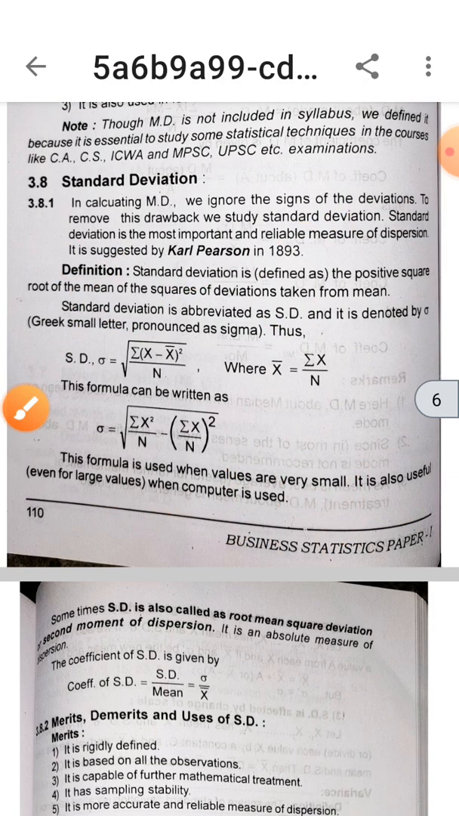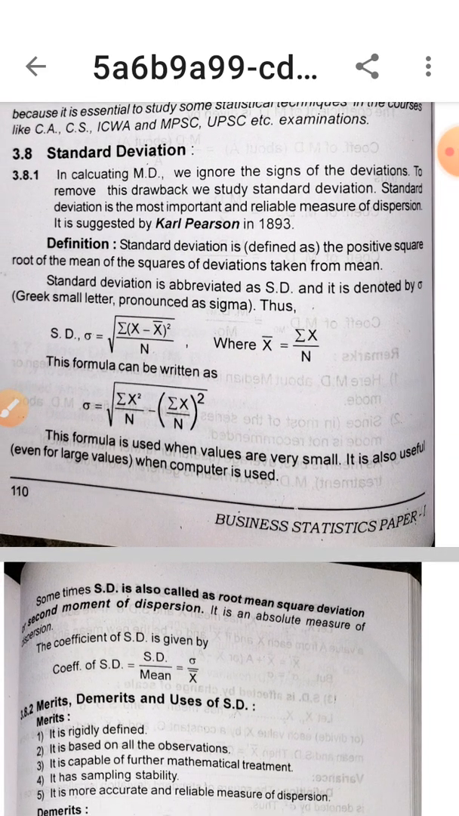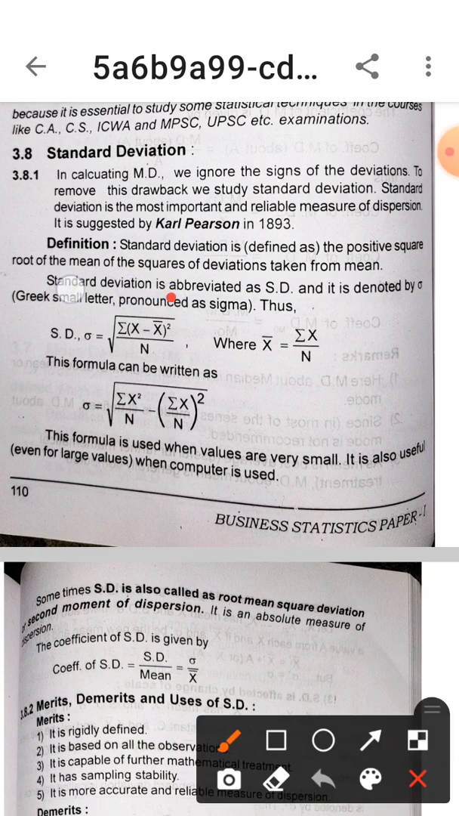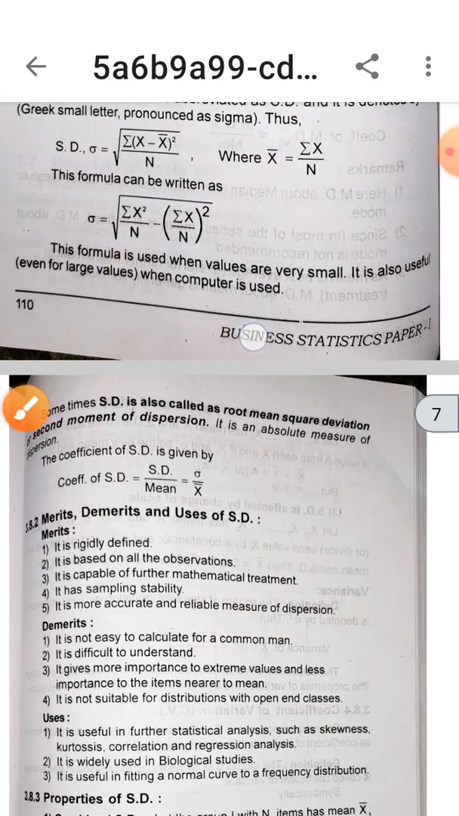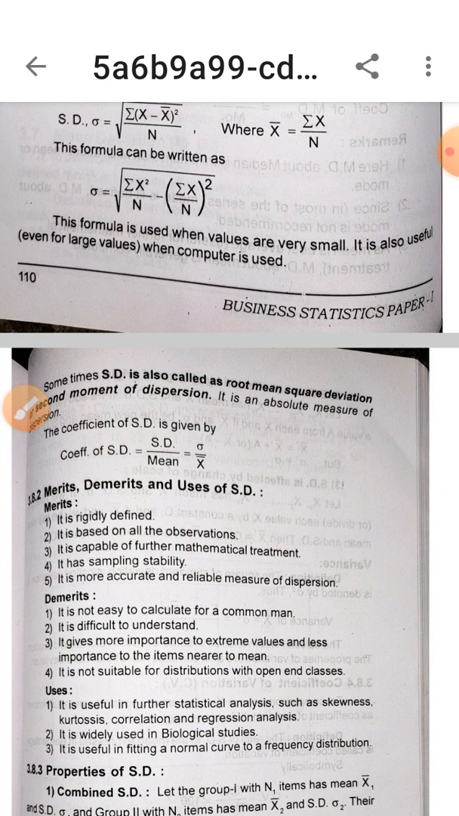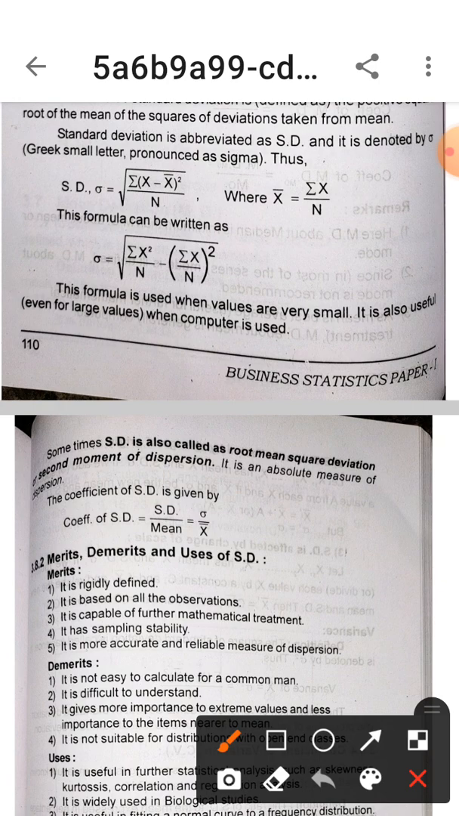Okay, all this definition can be mathematically expressed as SD is equal to the square root of summation x minus x bar square divided by n, or this can be written as the square root of summation x square upon n minus mean square. That is, mean is equal to summation x upon n. We can use either this formula for calculation of SD or this formula.